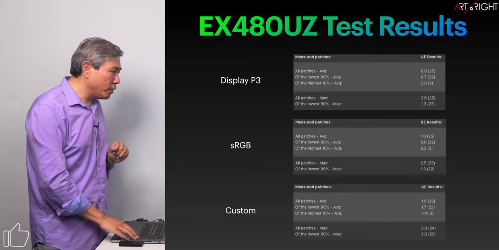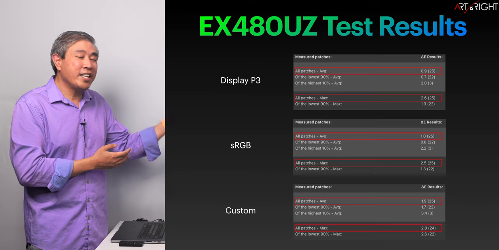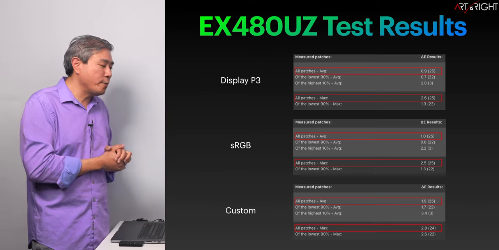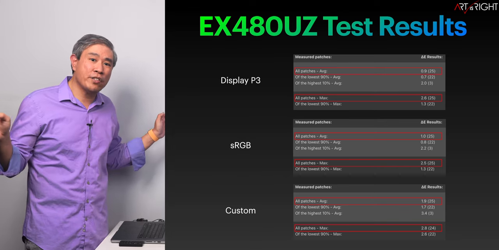So based on this conclusion, I would recommend that you go in and calibrate this display using either Display P3 or sRGB color mode and forgo the custom mode altogether. This way you don't have to go in and change all those settings.